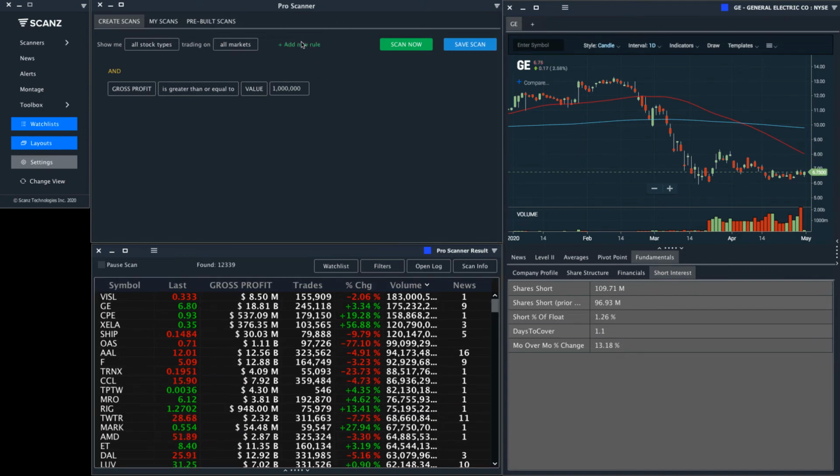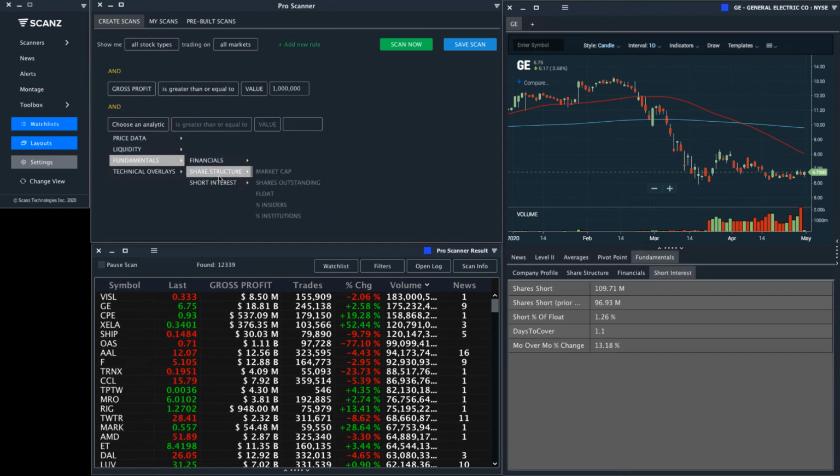If I wanted to add more fundamental rules, I could continue adding the rules that were relevant to my trading style. For example, if I was looking for short squeezes, I might use short interest analytics. If I was looking for stocks with high insider ownership, I might choose a percent insiders metric. It really comes down to the types of stocks you're looking for. Of course, you can also combine these with technical indicators such as price, volume, and anything that interests you from the charting perspective. To get started, it really is that simple.